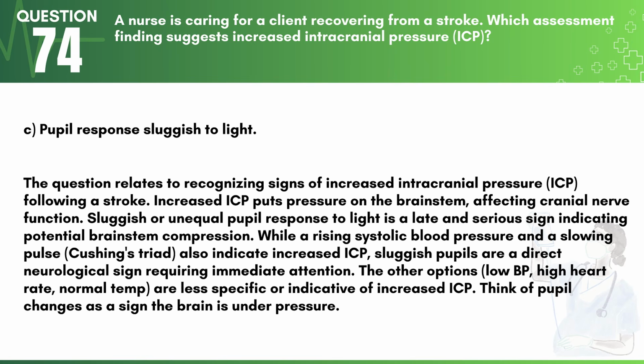While a rising systolic blood pressure and a slowing pulse, Cushing's triad, also indicate increased ICP, sluggish pupils are a direct neurological sign requiring immediate attention. The other options, low BP, high heart rate, normal temp, are less specific or indicative of increased ICP. Think of pupil changes as a sign the brain is under pressure.